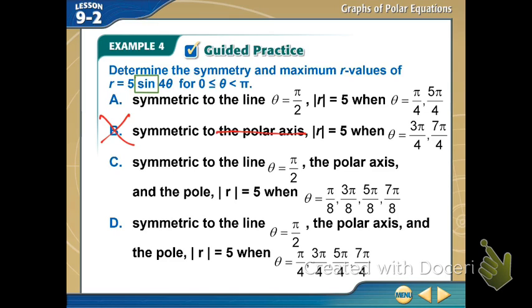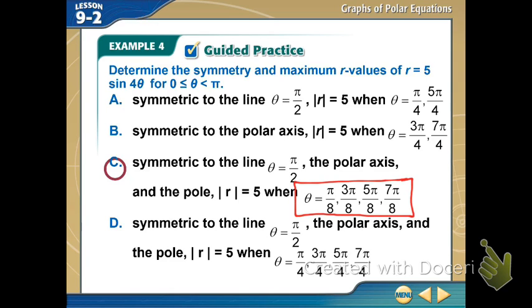All right, what else? So we also know that the maximum r is going to be equal to 5. Right? So let's look at how many petals we're going to have. This is a 4, which means we're going to have 8 petals, which means the first petal is going to happen at pi over 8. So that rules out A, and that rules out D, and that makes the answer C. First petal is at pi over 8.